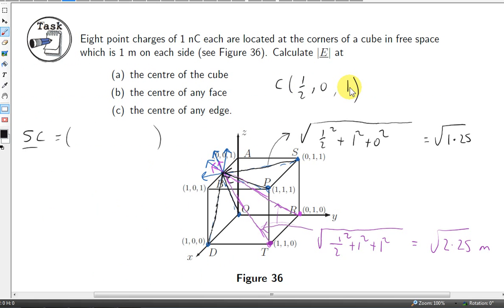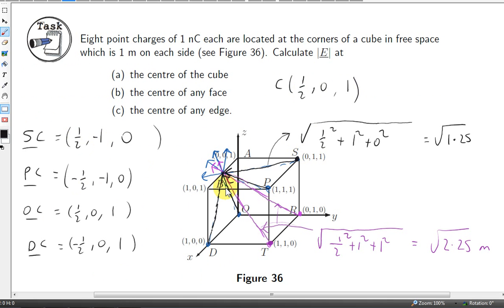Let's look at vector SC. So we take the coordinates of C, that's the head of the vector, and subtract the tail of the vector, which is 0, 1, 1. So the tail of the vector is at the charge, the head is at the point we're interested in, getting the field. So we have a half minus 0 is a half, 0 minus 1 is minus 1, and then we have 1 minus 1 is 0.